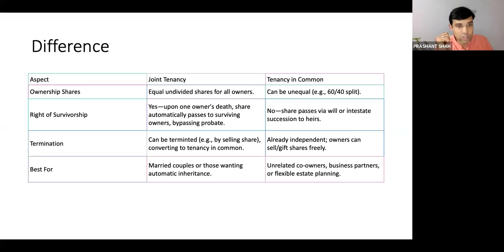Joint tenancy is best for married couples, those wanting automatic inheritance, and tenancy in common for unrelated co-owners, business partners, or flexible estate planning. So this is how we can properly differentiate both the things that we studied yesterday. And once again, I'm suggesting it is important for the exam, the CFP exam.